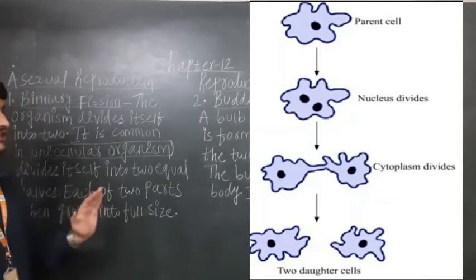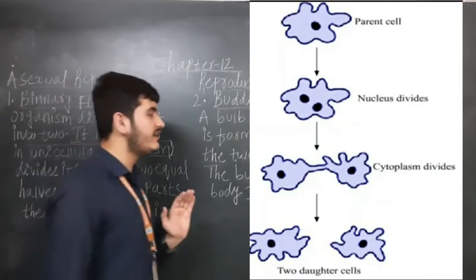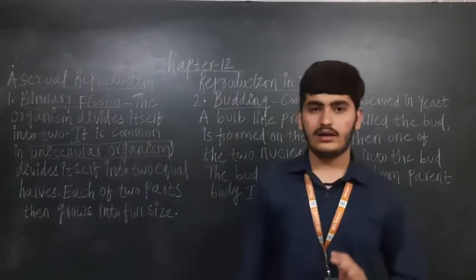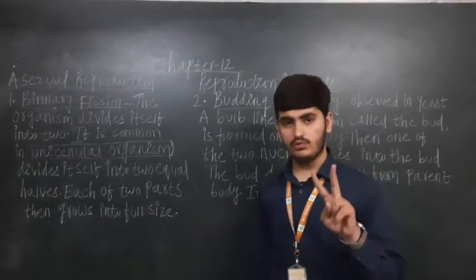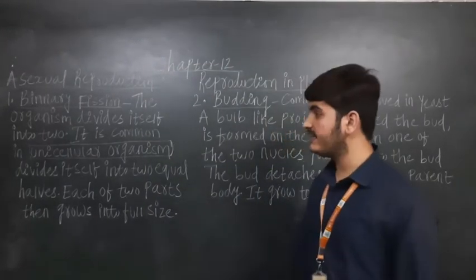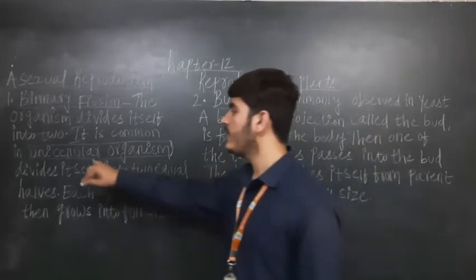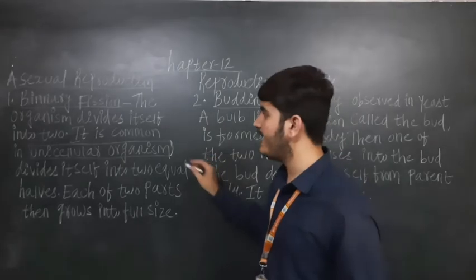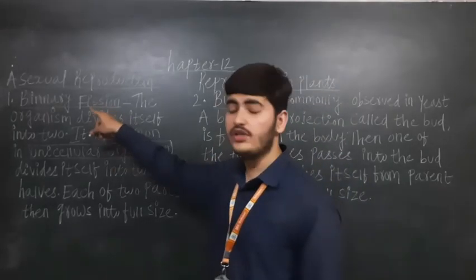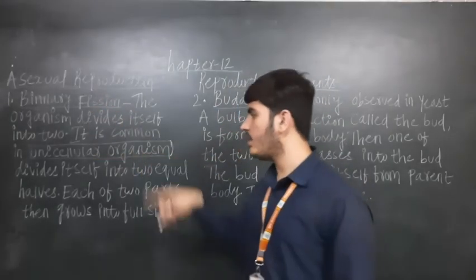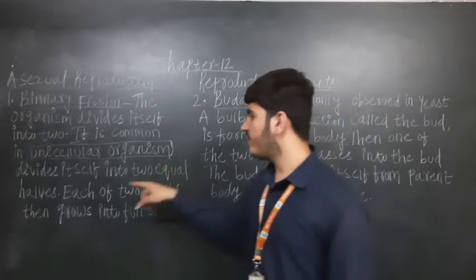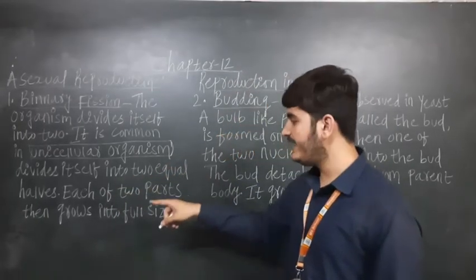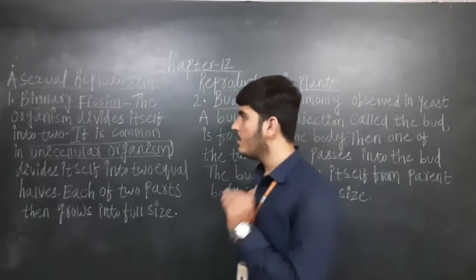So binary fission means the organism divides itself into two. वो अपने आप को two में divide कर देता है. It is commonly seen in unicellular organisms. Means mostly we can see this type of reproduction method, binary fission, in the unicellular organism. It divides itself into two equal halves. Each of the two parts then grows into the full size.